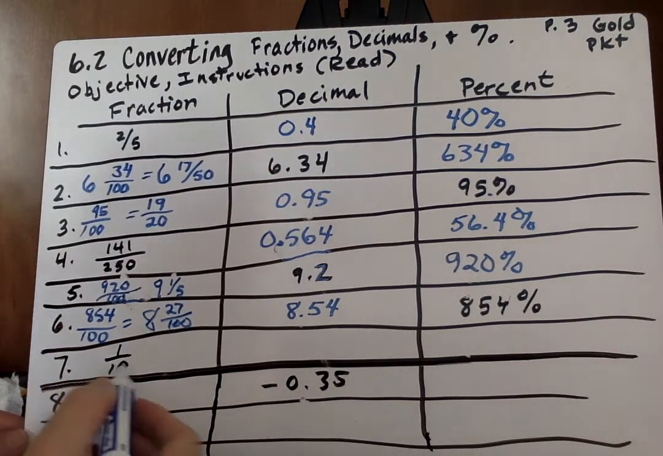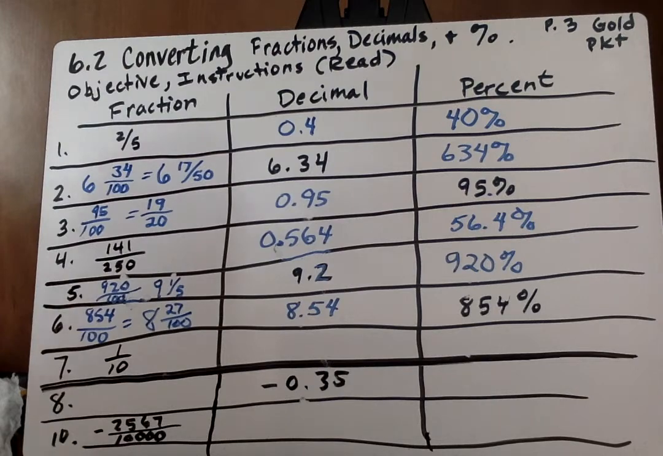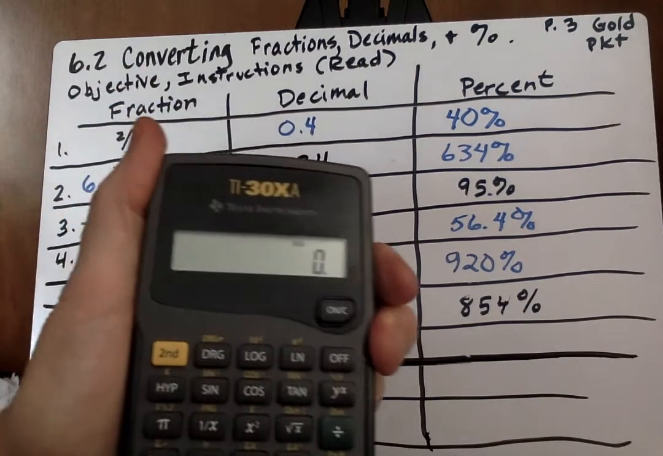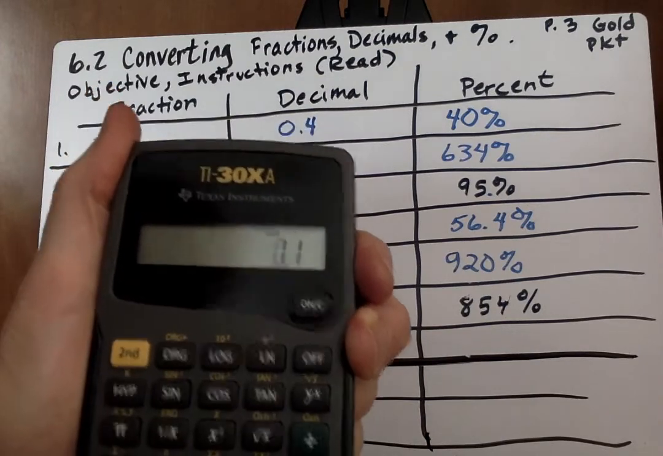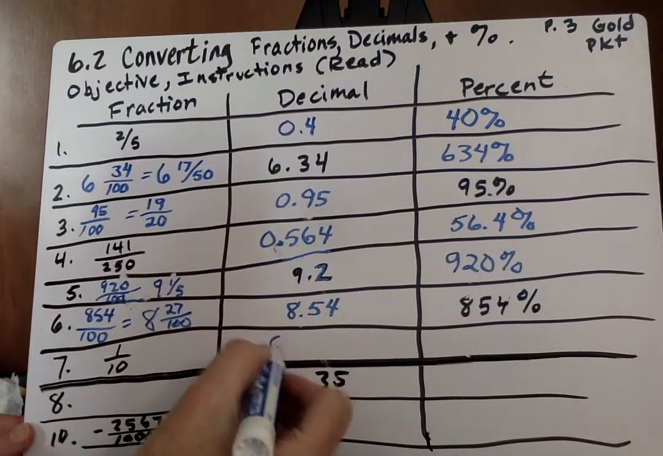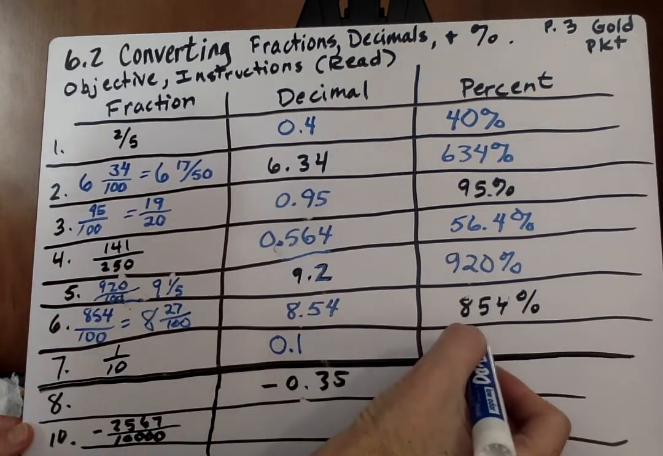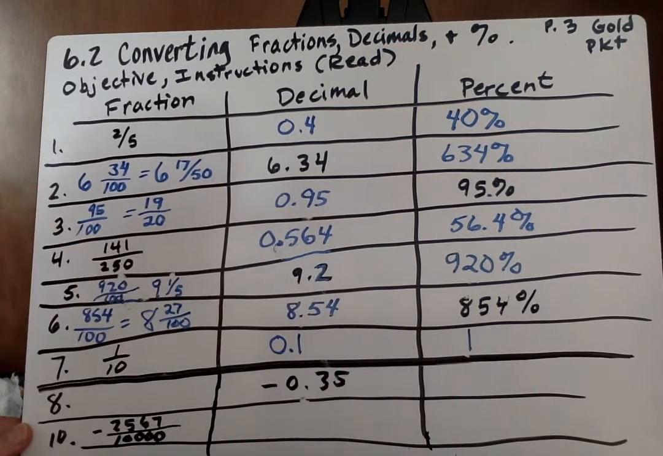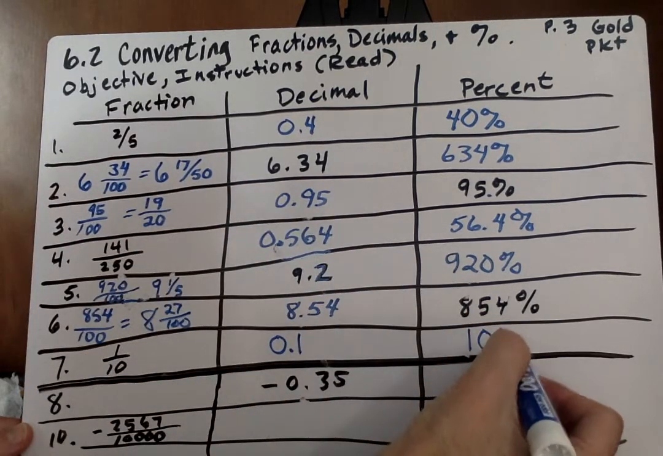Okay. The next is 1/10. I can go 1 divided by 10 on my calculator. This is probably one you should memorize. 1 divided by 10 is 0.1. So that's our decimal. Now we're moving it 2 places to the right. Some of you might make the mistake and leave it at 1%. That will not be correct. It is 10%.